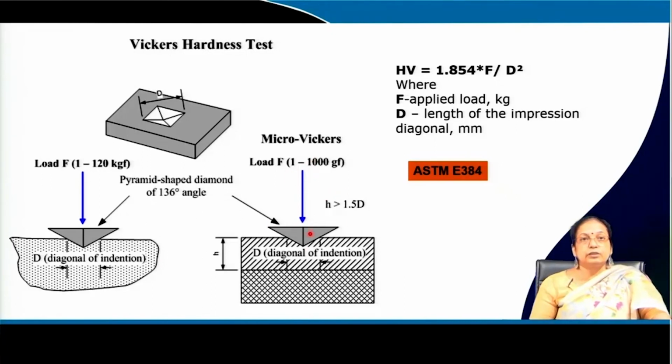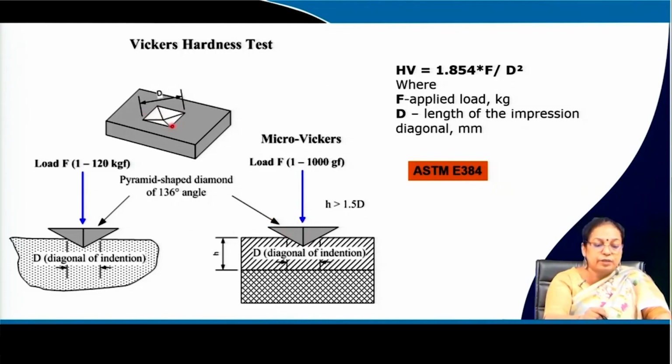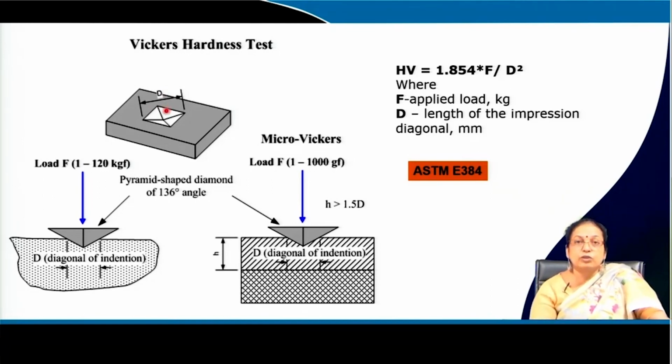You have to apply the fixed load and keep that loaded condition for 10 to 15 seconds, depending on the kind of material you are using. Then you measure the diagonal diameters along both axes, and take the average of these diameters. Finally you calculate the hardness value from the formula 1.854 F by d square. Certainly these are all auto calculated. So, Vickers hardness testing is a very important test which can be applied for hardness testing of the bulk as well as of the surface.